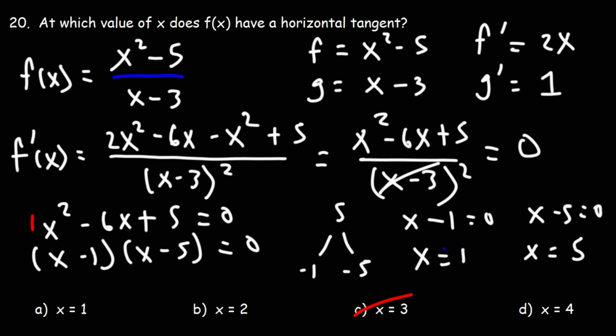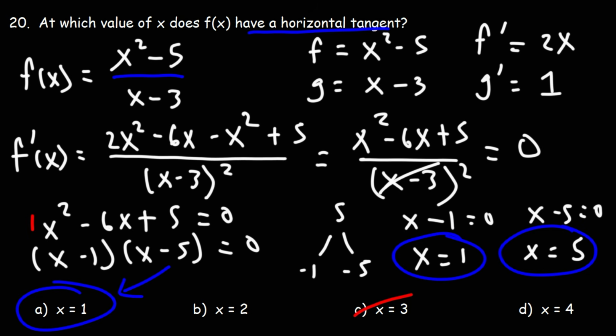So these are the two values of x where the function has a horizontal tangent. Now, x equals 5 is not listed as one of our answer choices, but x equals 1 is. So answer choice A is going to be the answer we're going to select.